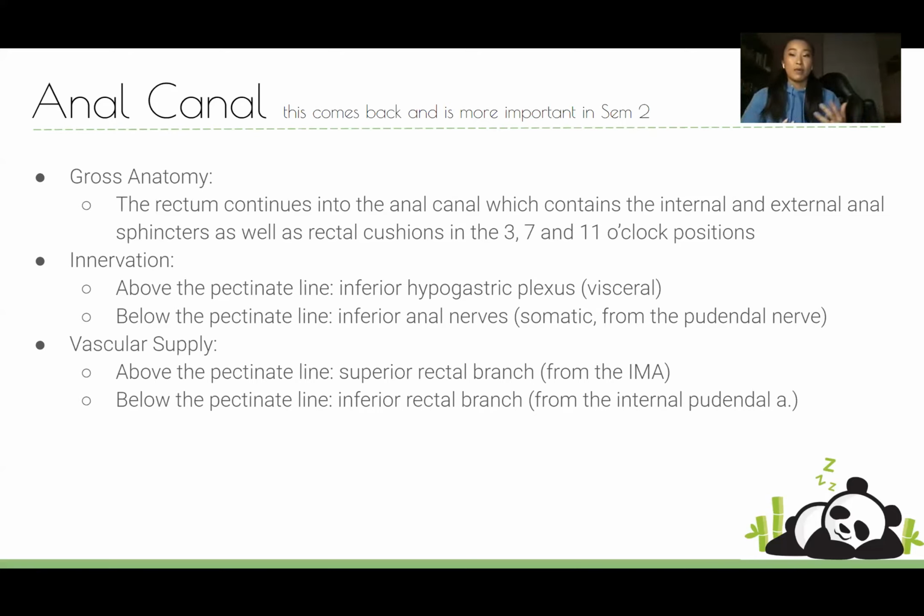They'll say that someone's coming in with very painful rectal bleeding. You know, it has to be a hemorrhoid that's below the pectinate line. Cool. Hopefully that makes sense, because that's actually really important.